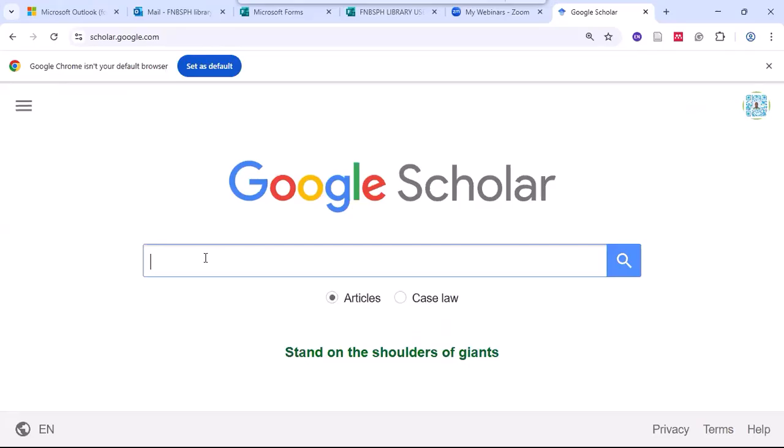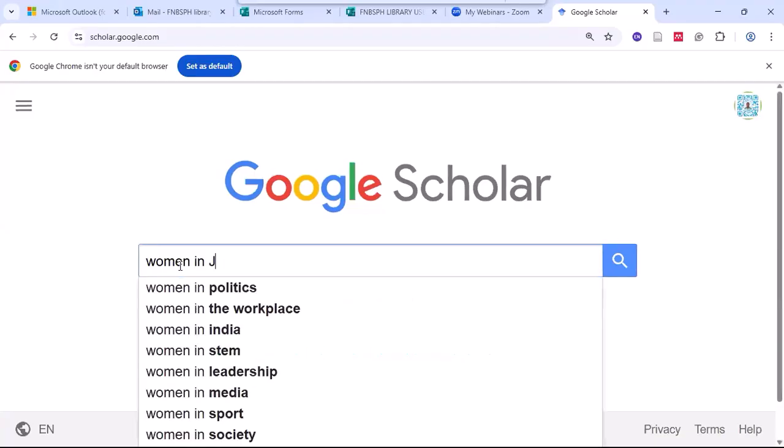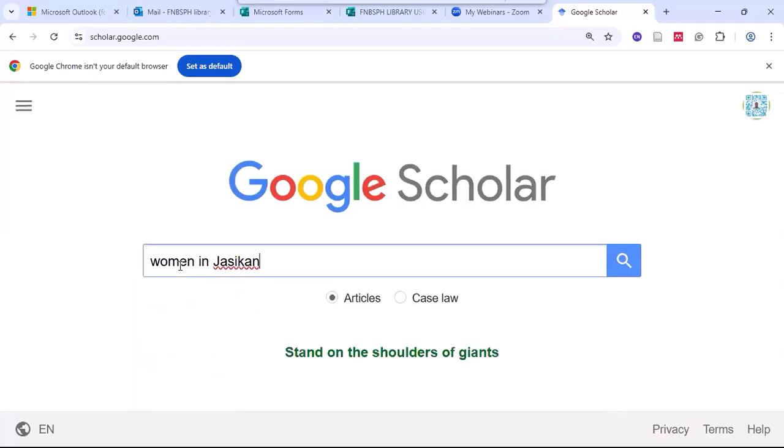So our population concept in the first question was what? Women in Jasikan. Okay. But as I mentioned, we may not need to add Jasikan because Jasikan is what tells us where your research is going to happen. So I'll do it first. Let's see what the results will be like. So women in Jasikan. Is that how you want me to type it? Yes. I leave it like that.